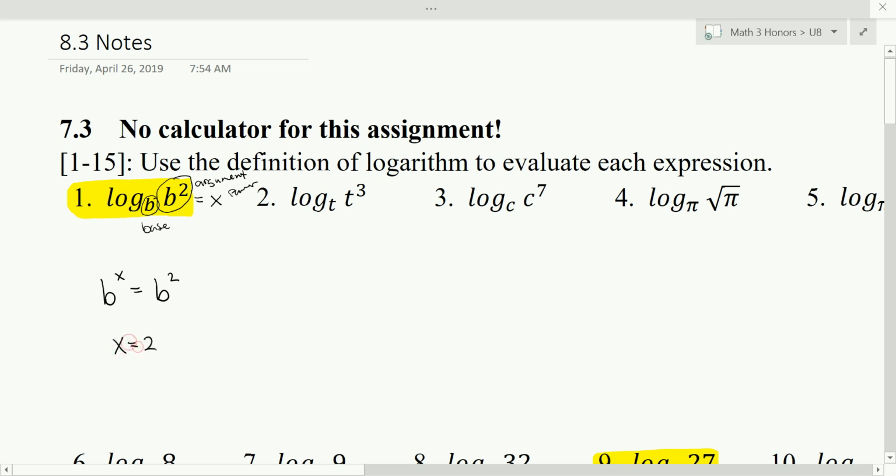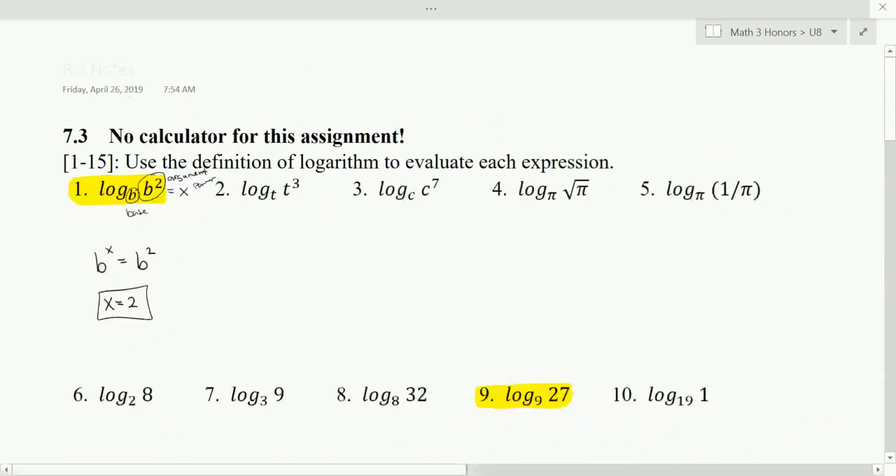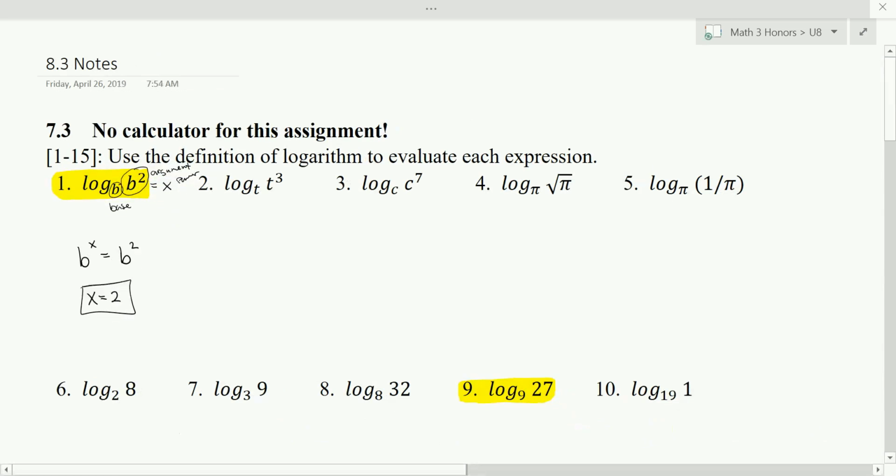And then you're done. And often, when you change it out of log form, it's that easy. It just looks hard at first, and then when you get it out of the form, it's something you can do pretty quickly. Next one I'm going to do with you is 9.